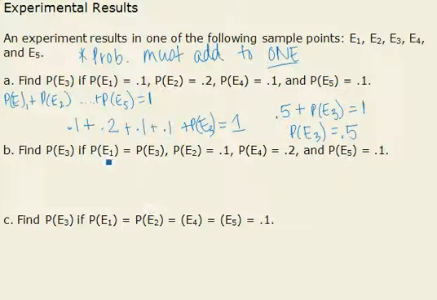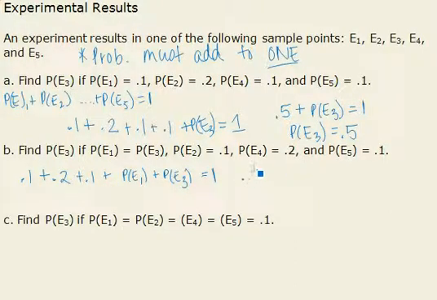We have this odd condition that the probability of E1 equals the probability of E3. But we'll go through this the same way. Probability of E2 is 0.1. The probability of E4 is 0.2. Probability of E5 is 0.1. And then we have this probability of E1 and the probability of E3. All this has to add to 1.